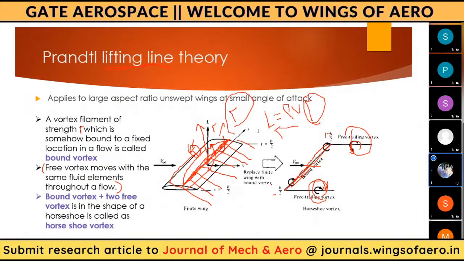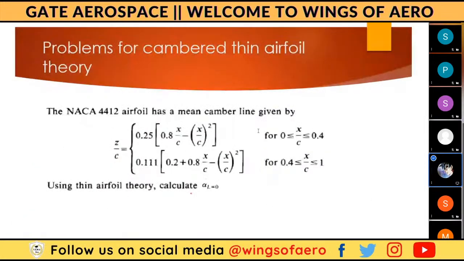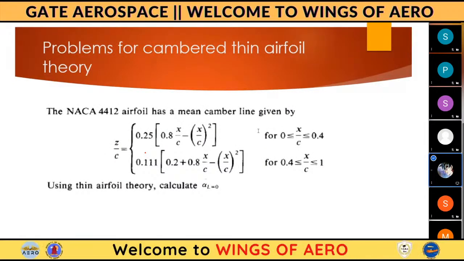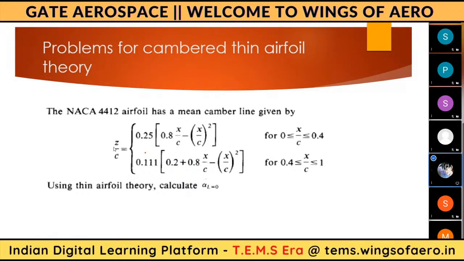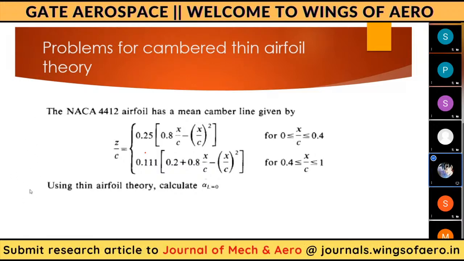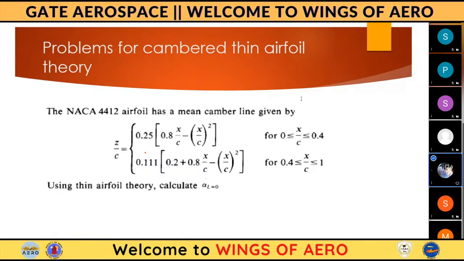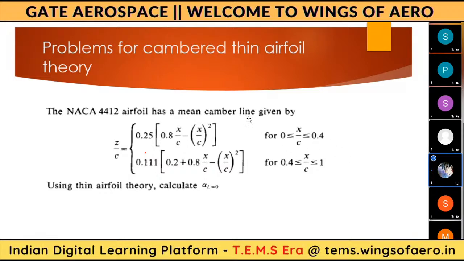So now we will be solving the problem which we dropped for cambered aerofoil. So here you can see the NACA 441 aerofoil which has a mean camber line given by Z by C equal to 0.25 into 0.8 x by C minus x by C of whole square for 0 less than or equal to x by C less than or equal to 0.4, and also another equation for the limit 0.4 to 1. Please note this question because we are going to solve this now.